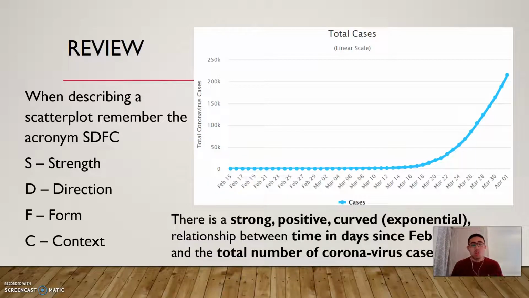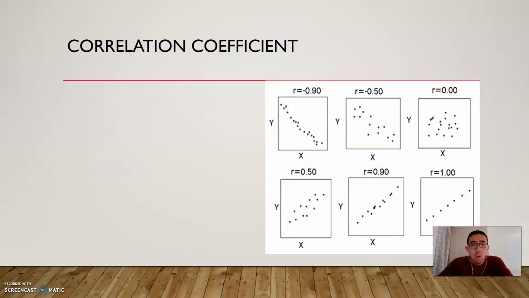Oh, there it is. Okay, I should have had it. Oh, by the way, it is exponential as we talked about last time. Okay, strong positive curved exponential relationship between time in days since February 15th and the total number of coronavirus cases in the U.S. Actually, at this moment, the past couple of days, the number of cases has gone down, but we'll talk more about that during class today.